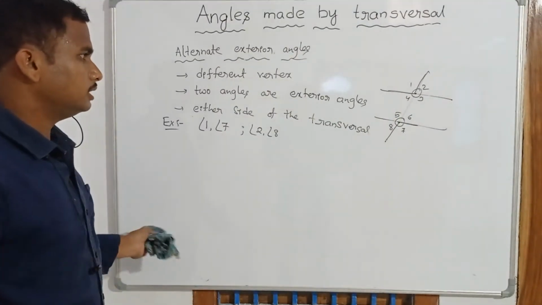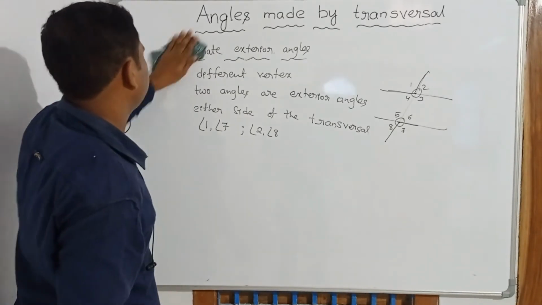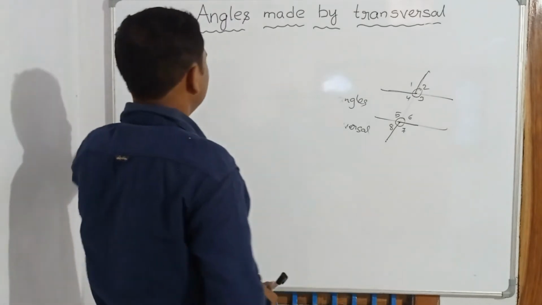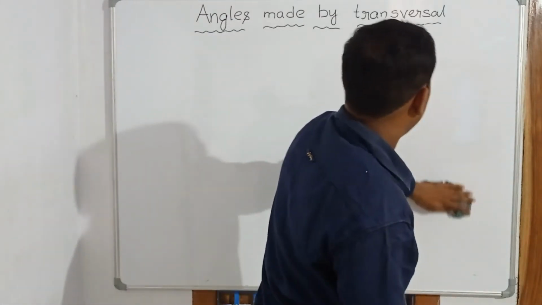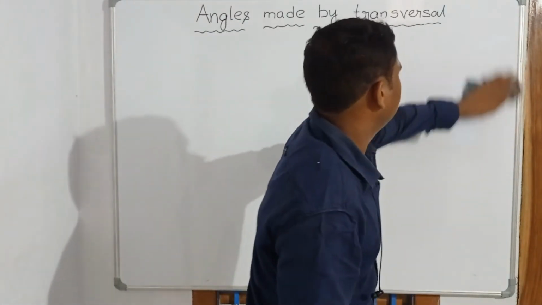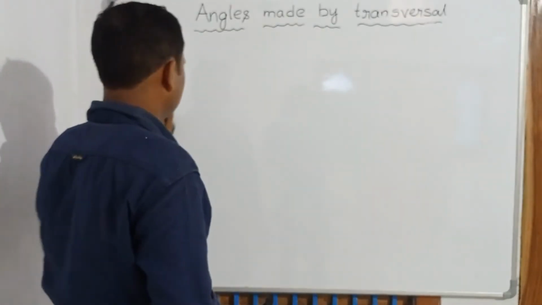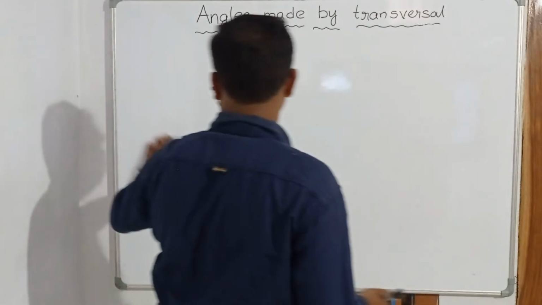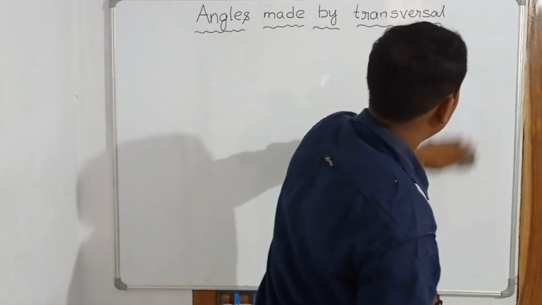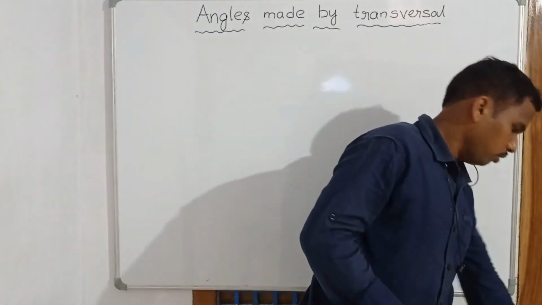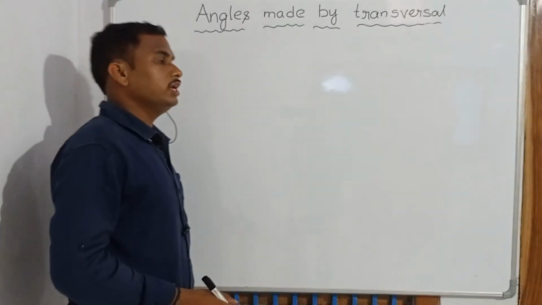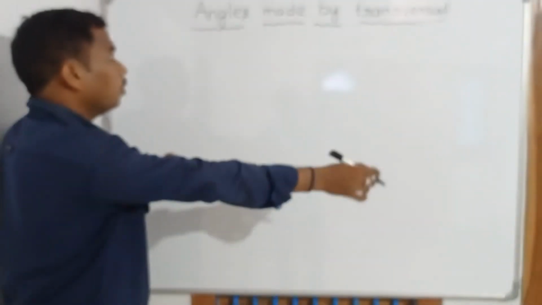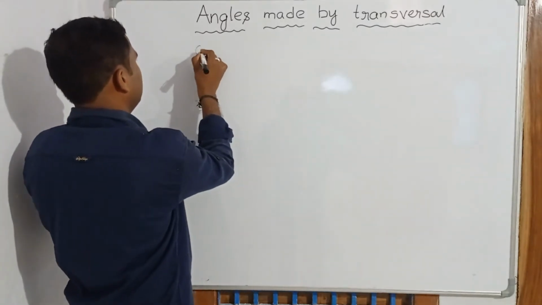Take a screenshot. Okay. The next one. This is a very important concept because this is useful for all competitive exams, TET or DSC or SSC, railway, anything. That means we can concentrate more. Very good. Next one, co-interior angles.